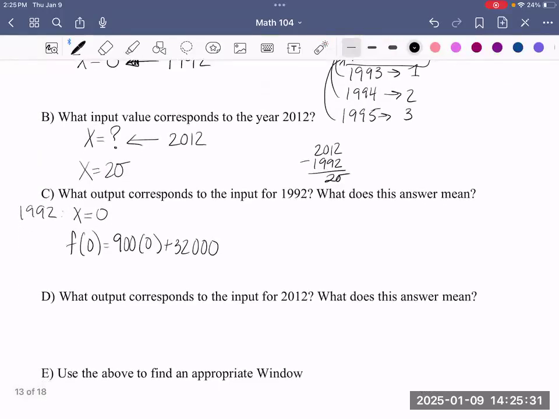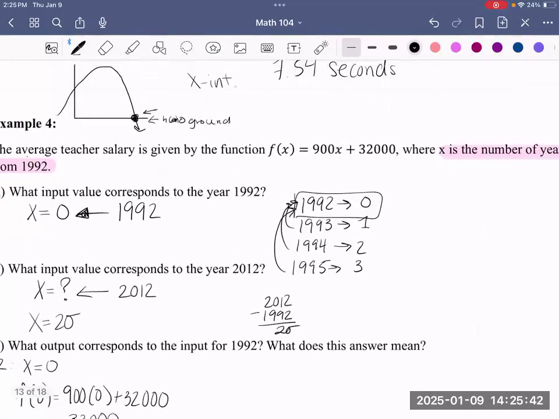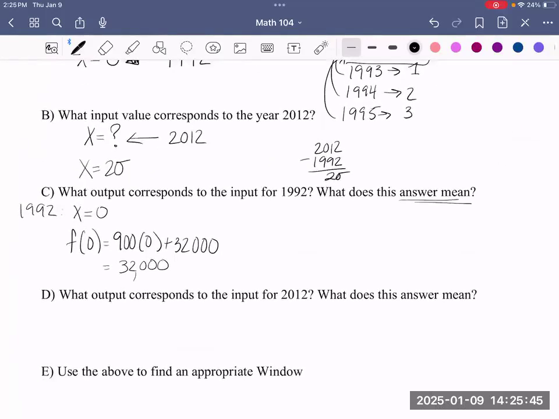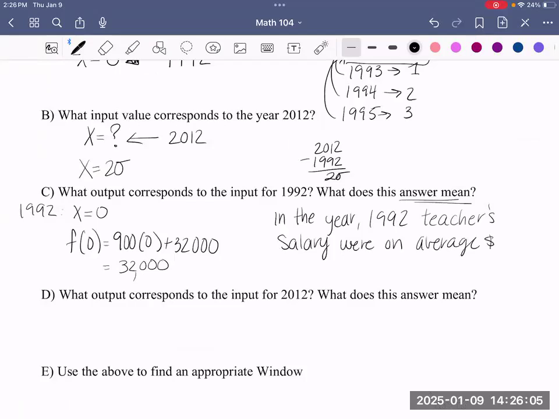So for us, when I put in my x value of 0 for the year 1992, I get out $32,000, because again, this is context. We're talking about teacher salary. So could we figure out what this answer means? Well, in the year 1992, teachers' salary were on average $32,000.